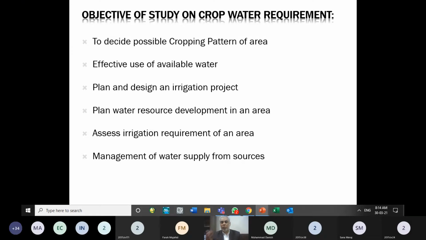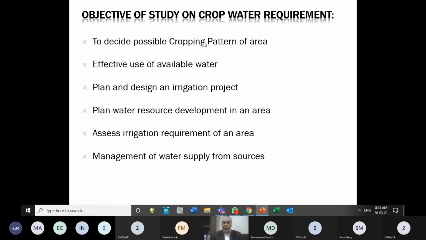So if I describe how much percentage of a certain crop is there, that description, that table, that data is called the cropping pattern of the area. So it tells us how much area is under cultivation by a certain crop out of the total command area of a canal. So that should be clear.